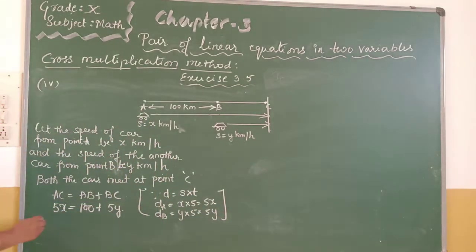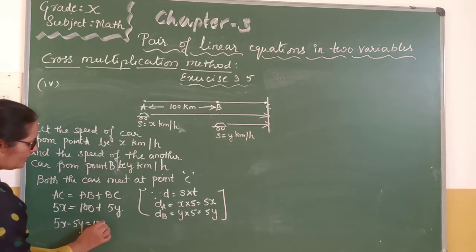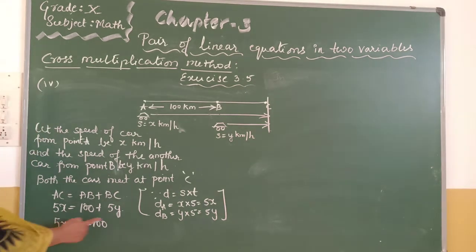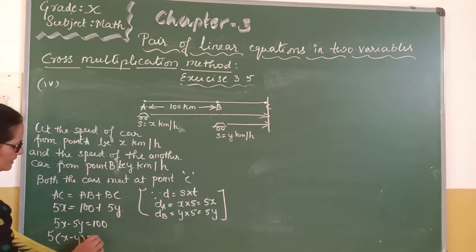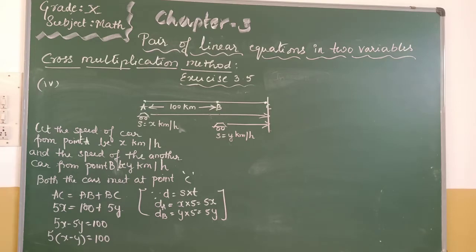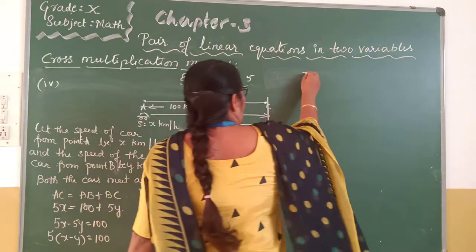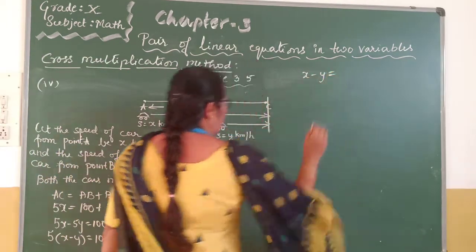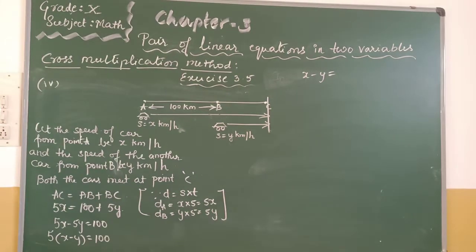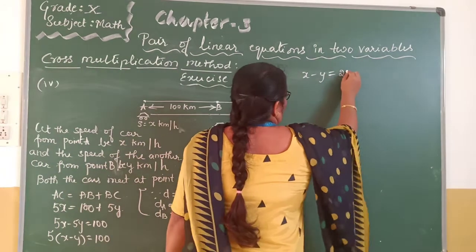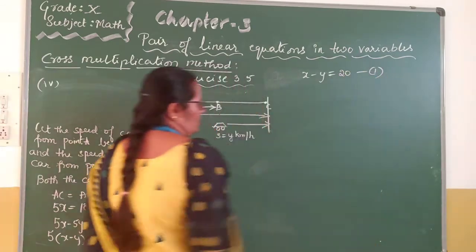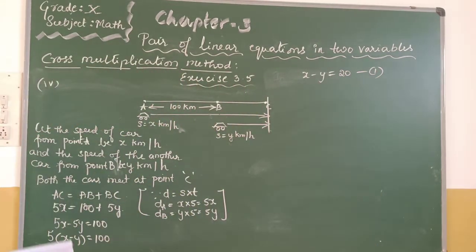So 5x minus 5y equals 100. Now 5 is common on both sides. x minus y equals 100 by 5, and 100 by 5 is 20. So this is the first equation, that is, the first condition.